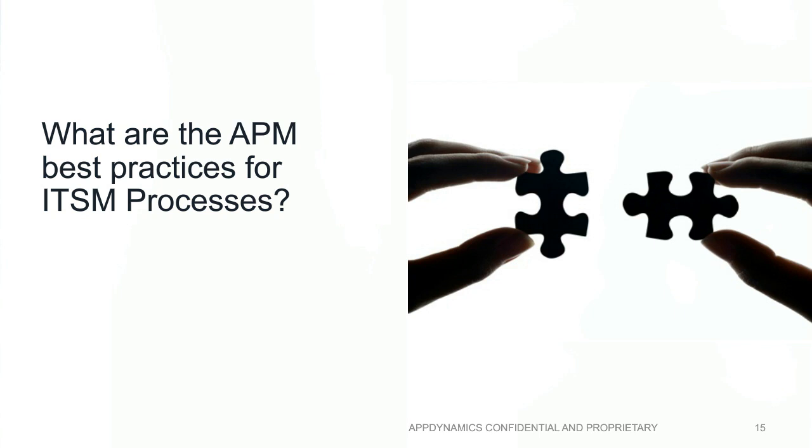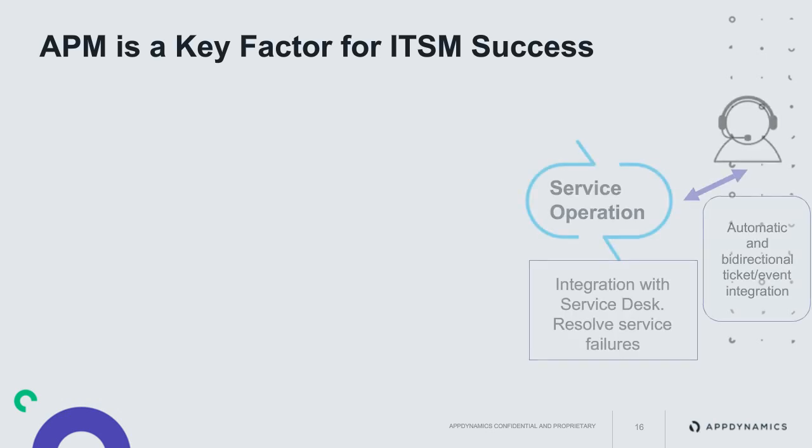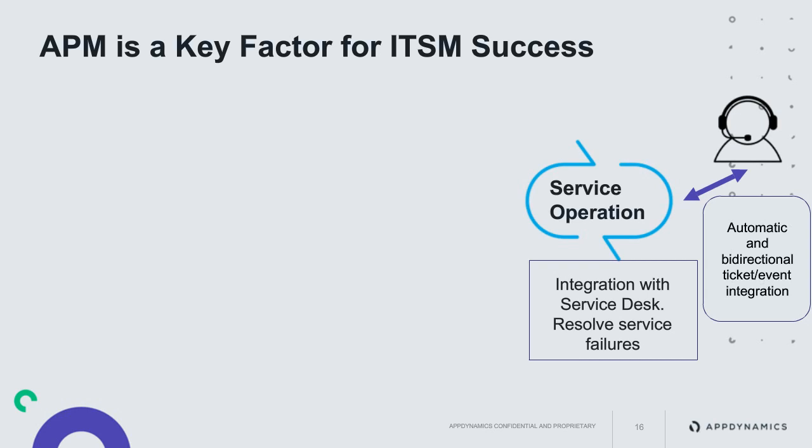Now, the first thing to state is that application performance monitoring really is a key factor for IT service management success. So let's have a look at some of the core IT service management processes and have a look at how APM should fit into these. So firstly, let's talk about the traditional IT service management process of service operation. And everyone thinks about this when they think about APM and how it should integrate to ITSM.